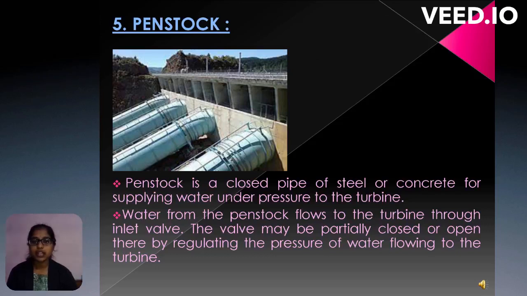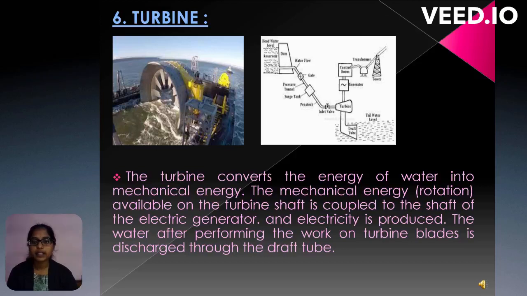Next, the penstock, the long pipe-like structure made up of steel or concrete. You can see in the image that at the back side of the penstock there is an inlet valve. A penstock is a closed pipe of steel or concrete for supplying water under pressure to the turbine. Water from the penstock flows to the turbine through the inlet valve. The valve may be partially closed or open, thereby regulating the pressure of the water flowing to the turbine. These are called penstocks.